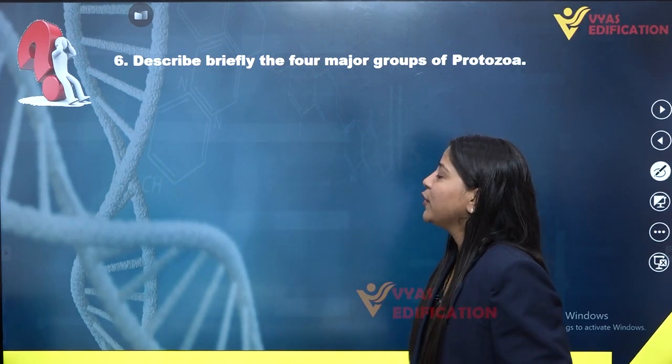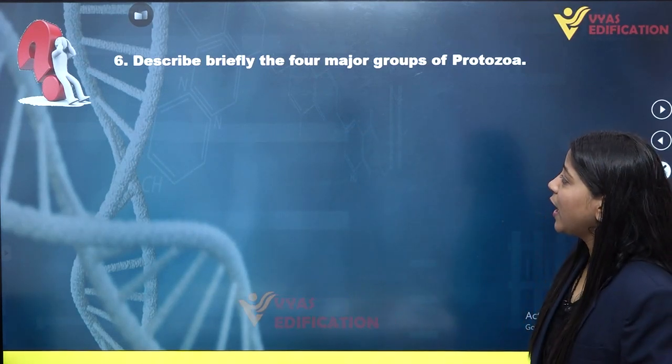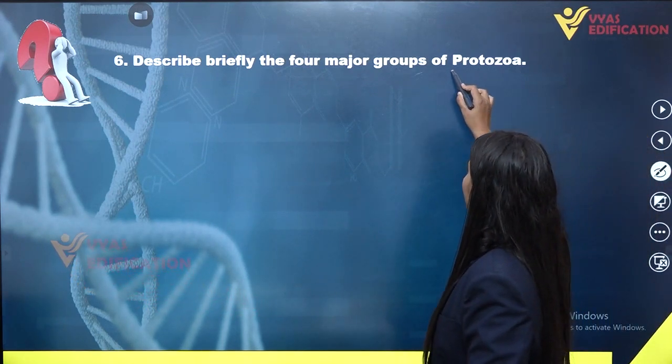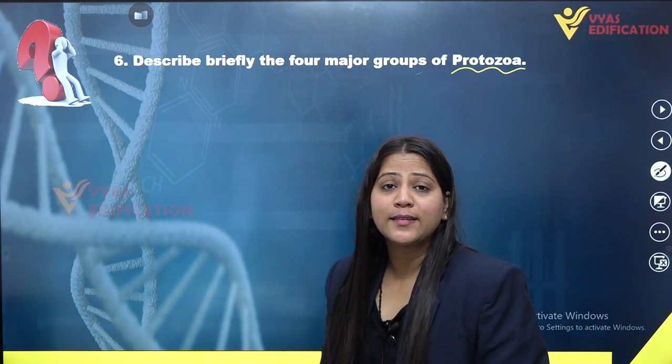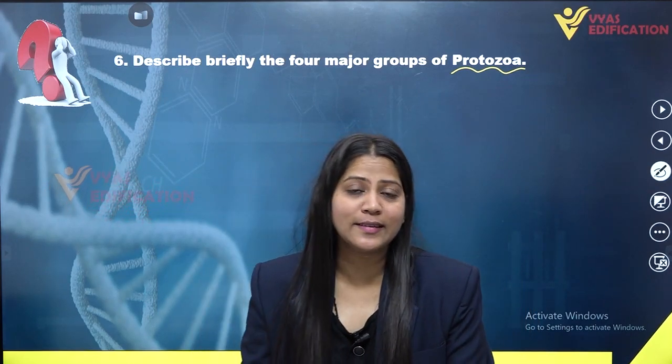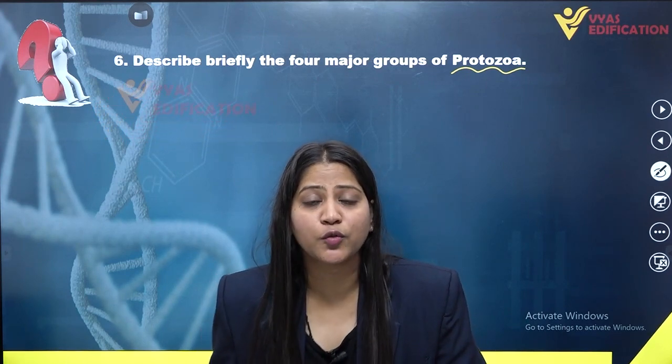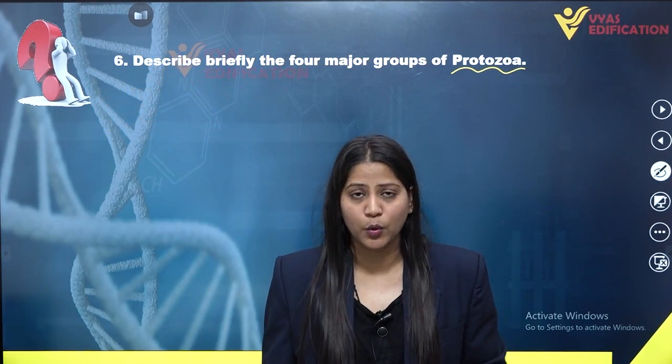So now we are moving on to question number 6, that is describe briefly the 4 major groups of protozoa. So first of all, what is protozoa? Protozoa is a group of members which are unicellular in nature and are called protists. So these protozoas are unicellular protists.